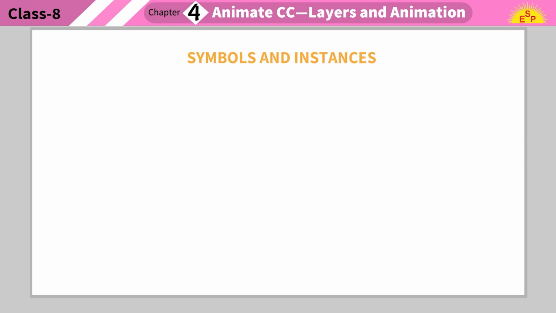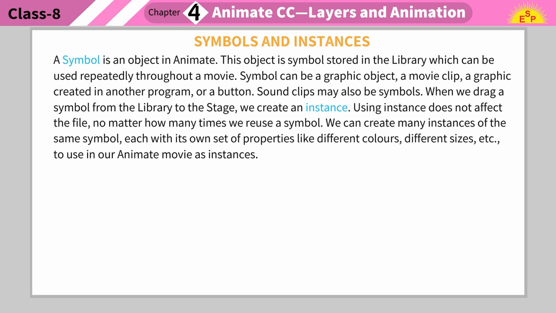Symbols and instances. A symbol is an object in Animate. This object is stored in the library and can be used repeatedly throughout a movie. A symbol can be a graphic object, a movie clip, a graphic created in another program, or a button. Sound clips may also be symbols. When we drag a symbol from the library to the stage, we create an instance. Using instances does not affect the file size, no matter how many times we reuse a symbol.